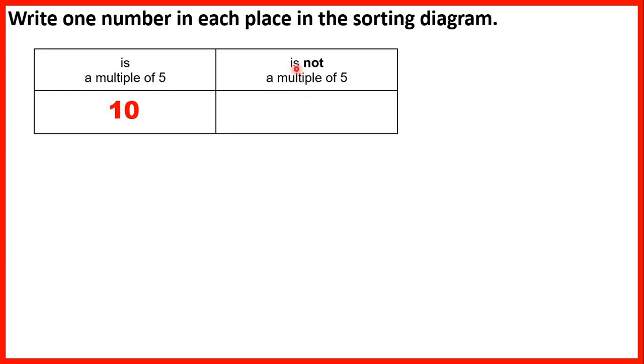And now, to write a number that is not a multiple of 5, we just need to write a number that does not end in a 0 or a 5. So we can write 11, but again, there are lots of possible answers for this question.